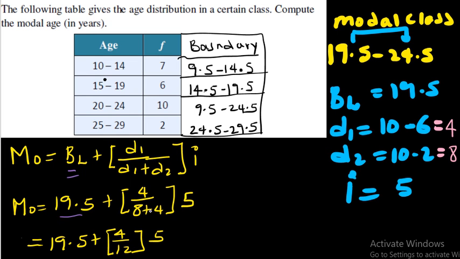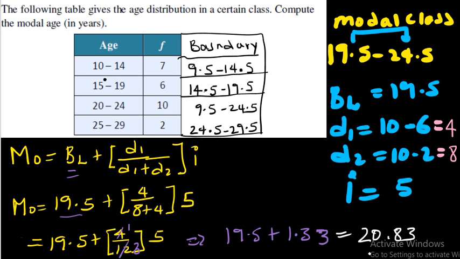So here now 8 plus 4 is 12, we can simplify by 4: 1 for this, 3 for this, and 5 over 3 remains here. 5 divided by 3 is going to be 1.33. So this implies the mode will be 19.5 plus 1.33. So when you add, the final answer is going to be 20.83. Yeah, that will be the mode.